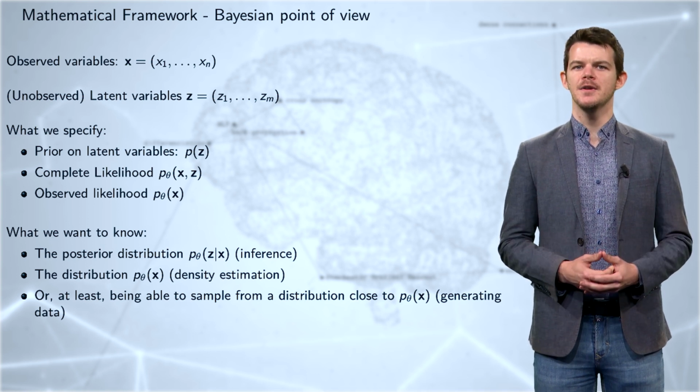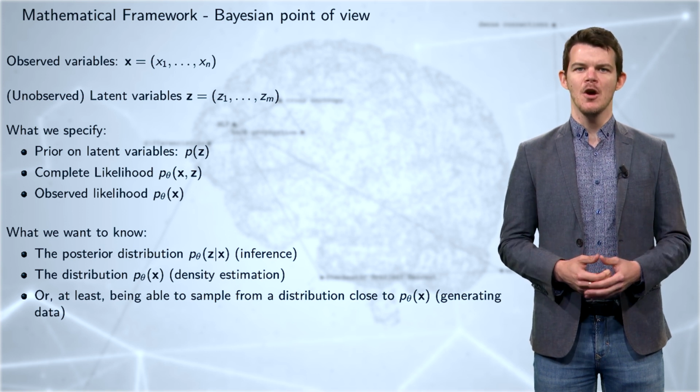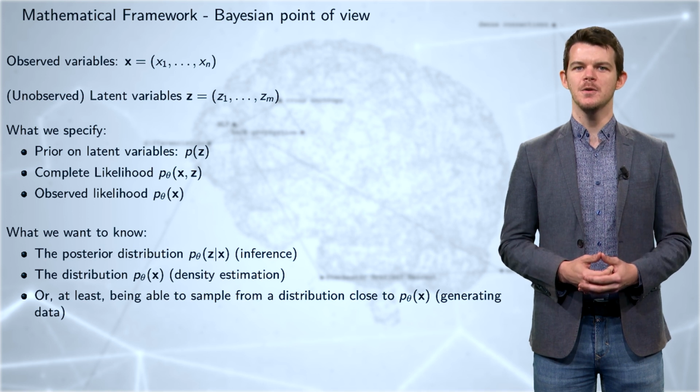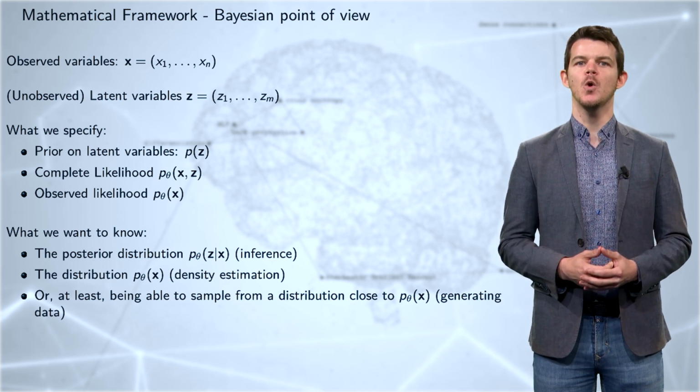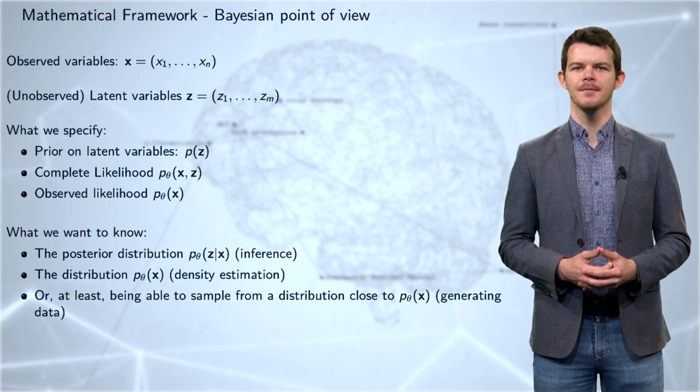The complete likelihood is the one involving the variables z, assuming the variables z are observed, but we only have access to the observed likelihood which does not involve the variable z. In this framework, we can have different aims, such as finding the posterior distribution p theta z given x, the distribution p theta x, and generating new data. Note that here we have specified that all likelihoods depend on the parameter theta, so we are in a parametric estimation framework. A first question would be how to choose the latent distribution.